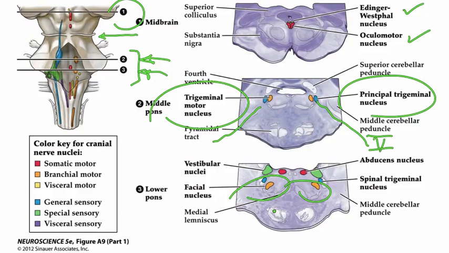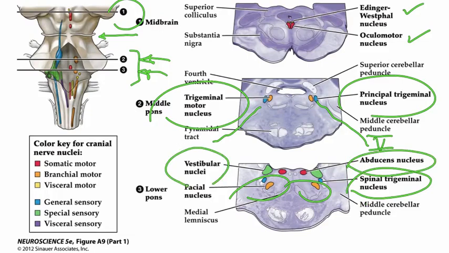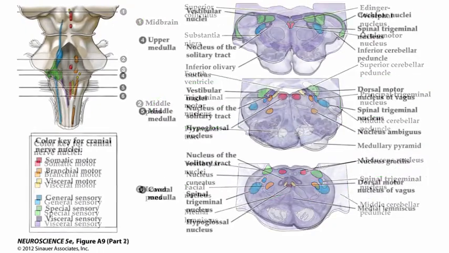We also have some nuclei associated with sensation here, the spinal division of the trigeminal nucleus. In red here we have the somatic motor nucleus, the abducens nucleus, and then lastly the vestibular nuclei that we're beginning to see as we get into the caudal part of the pons.